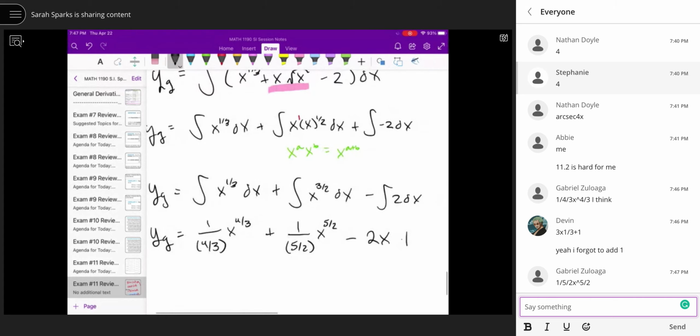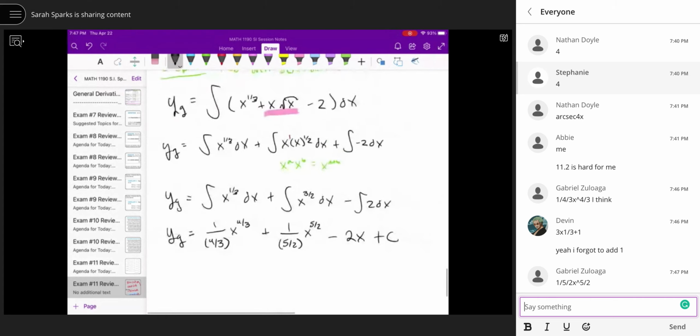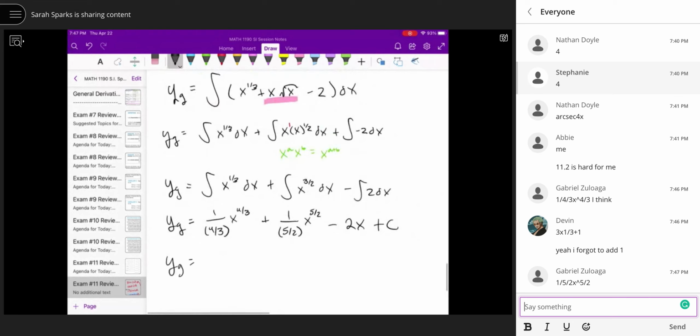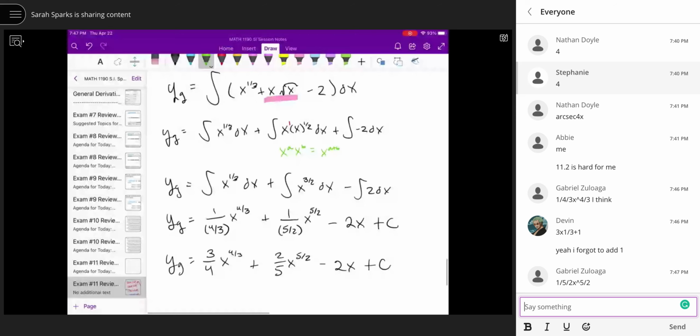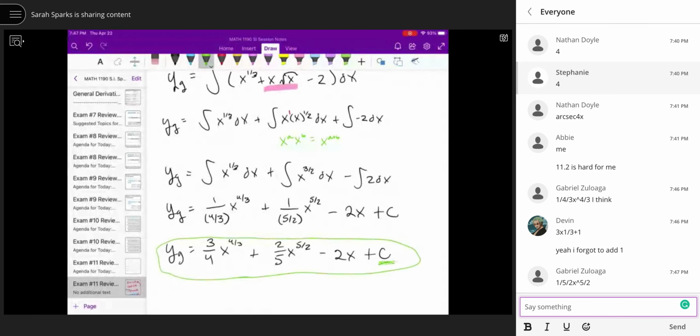And then we're just going to clean this up a little bit before going to the next step. So we're going to have 2/5 x to the 5/2 minus 2x plus c. All right, so this is our y general, and it's considered our y general because we don't know what our c is. C could be anything.